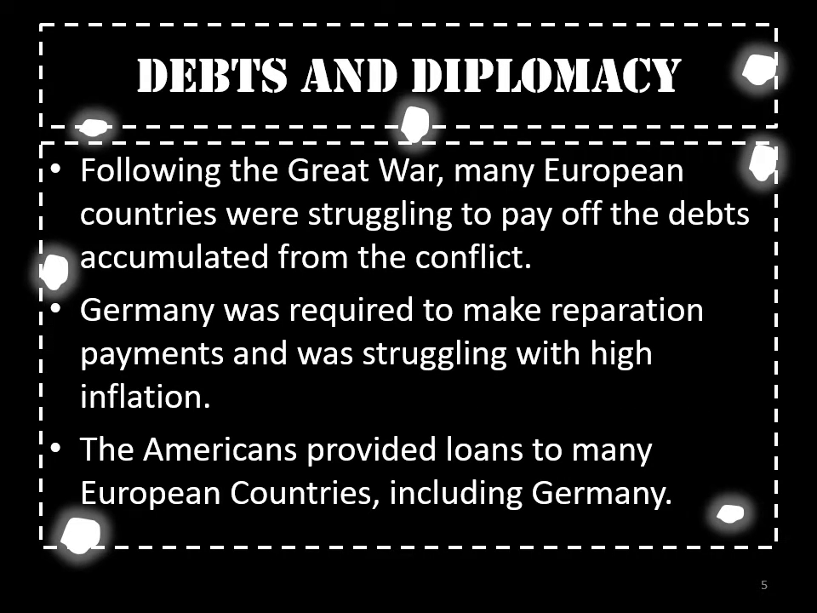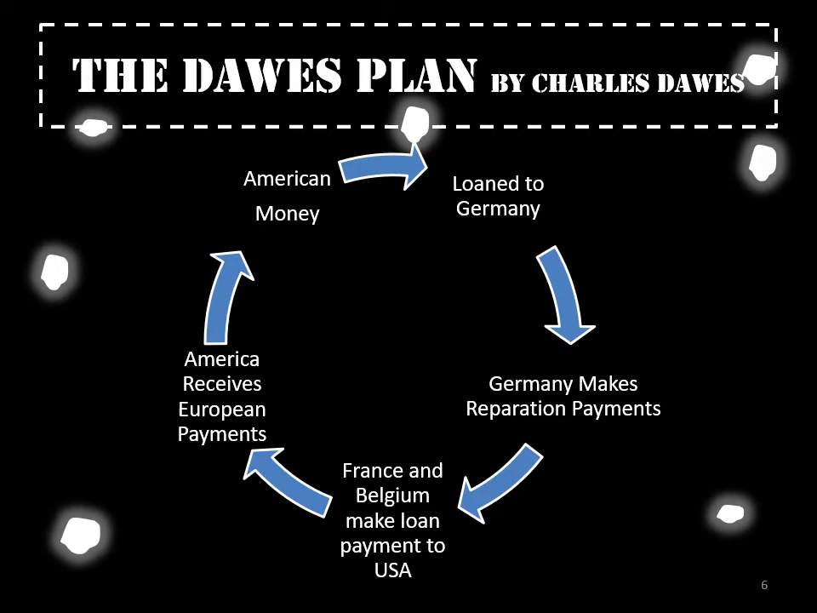Debts and diplomacy. Following the Great War, many European countries were struggling to pay off debts accumulated from the conflict. Germany was required to make reparation payments and was struggling with high inflation. The Americans provided loans to many European countries, including Germany. The Dawes Plan was a system of loaning money to European countries, especially Germany, and accruing interest along the way. It is often described as moving American money from one drawer in the cabinet to the next, and gaining interest through the exchange. Take a close look at the graphic detailing the flow of American assistance.